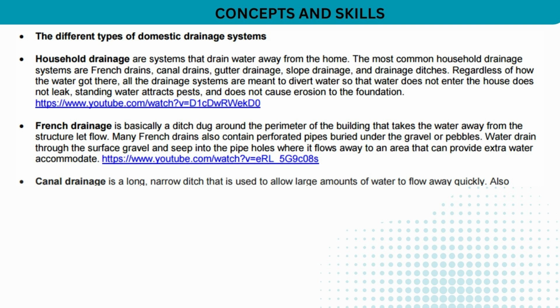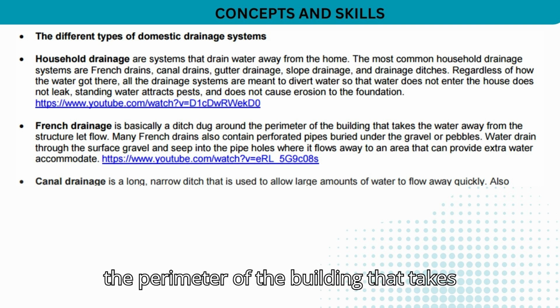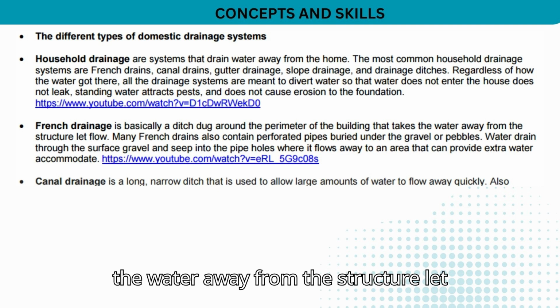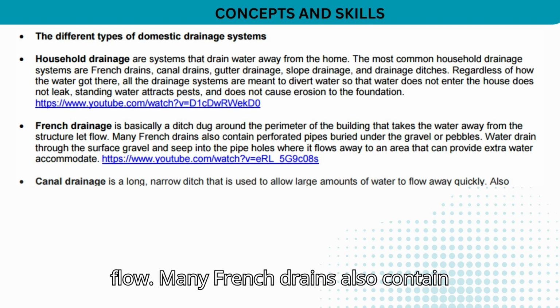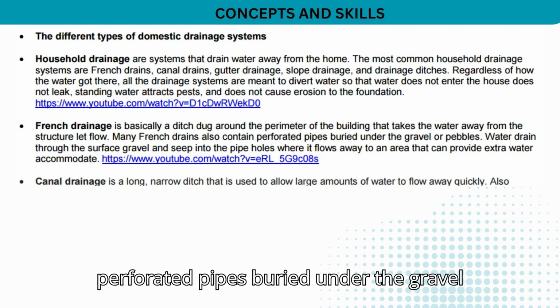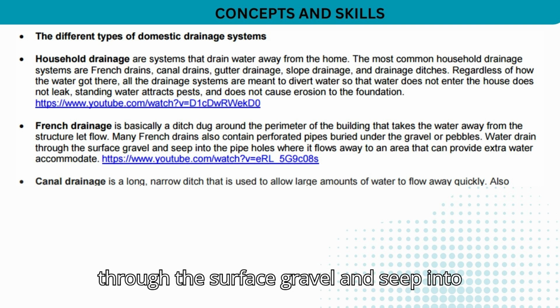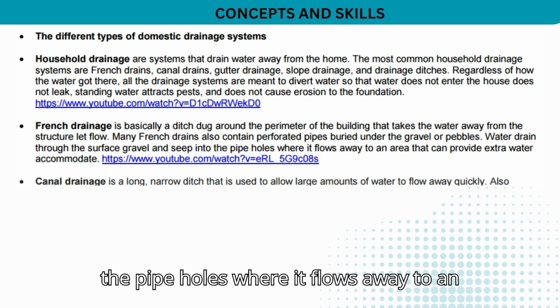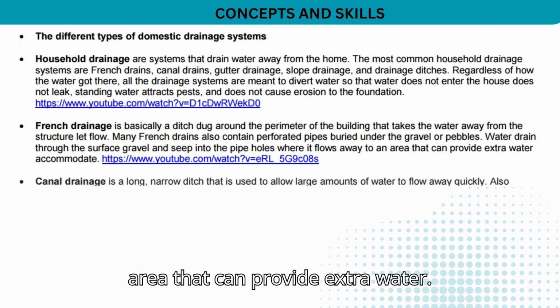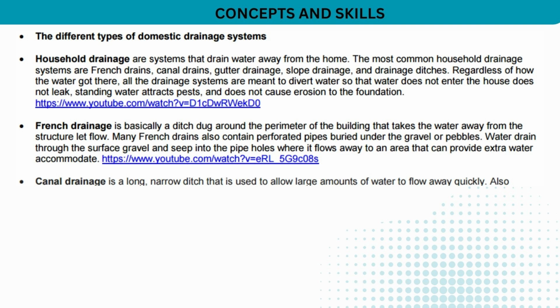French drainage is basically a ditch dug around the perimeter of the building that takes the water away from the structure. Many French drains also contain perforated pipes buried under the gravel or pebbles. Water drains through the surface gravel and seeps into the pipe holes, where it flows away to an area that can accommodate extra water.